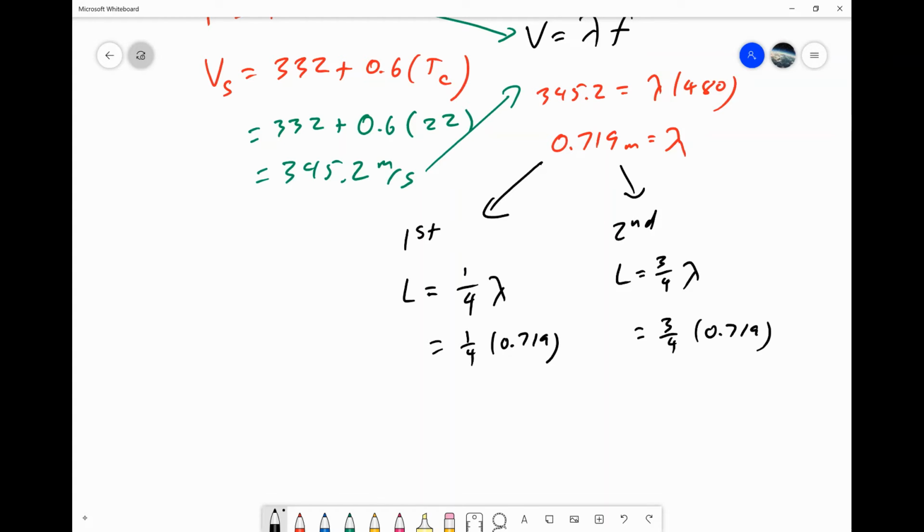And what we find is that our two answers here are equal to 0.179 meters and 0.539 meters, so 54 centimeters. Now let's go back and see if we can actually get this to work.